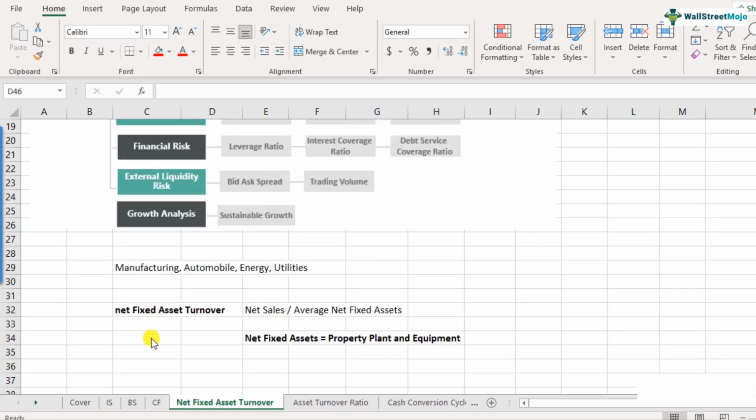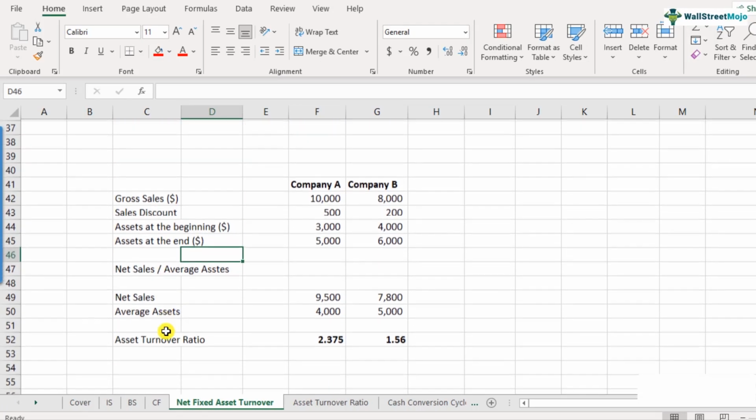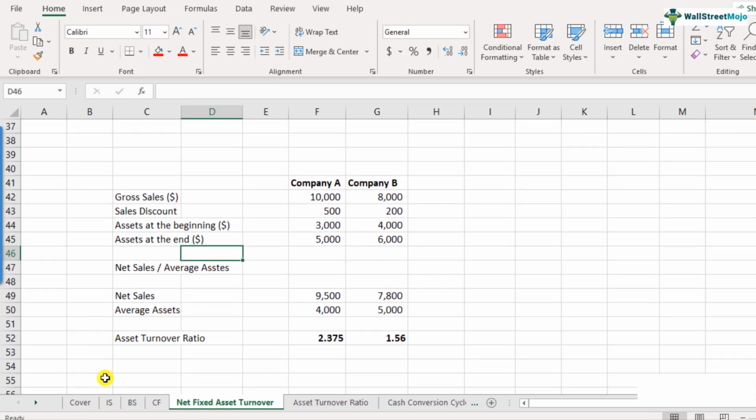And let us now look at the calculation of net fixed asset turnover with the help of an example. So here is the same example that I will use, which we did for the asset turnover ratio. So in this case, we found out that the asset turnover ratio for company A was 2.375 and company B was 1.56. So for a quick refresher, I'll just revise this once again for the sake of those who are looking at this video for the first time.